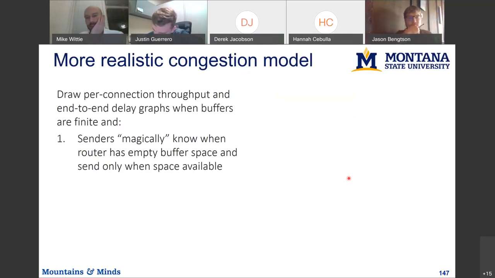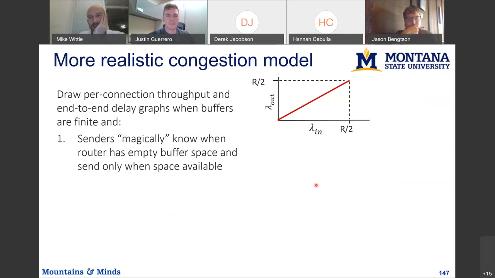All right, let's see if what you have lines up with what I have. This is what I have. Why is that? We know that the router cannot deliver more than R data out, and so per client, the output data is going to be R over 2. If the clients know when the router has capacity to forward, they will not send more than R over 2 in terms of input data. If they were sending more than R over 2, they would start getting packet loss, because the buffer would start overflowing.